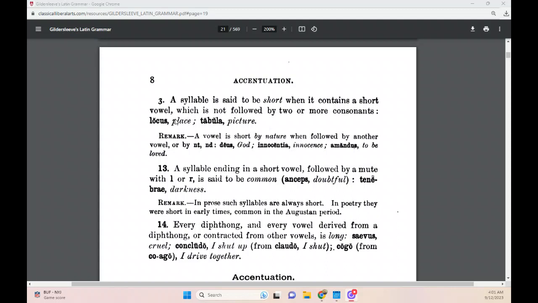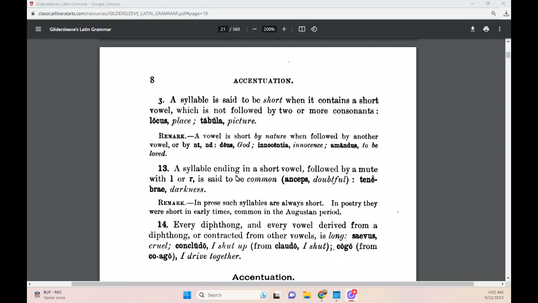And that's all for article number 12. Let's go to article number 13. A syllable that ends in a short vowel followed by a mute with L or R is said to be common or doubtful. A syllable that ends in a short vowel followed by a mute with L or R is said to be a common syllable. And what that means is it can be long or short.